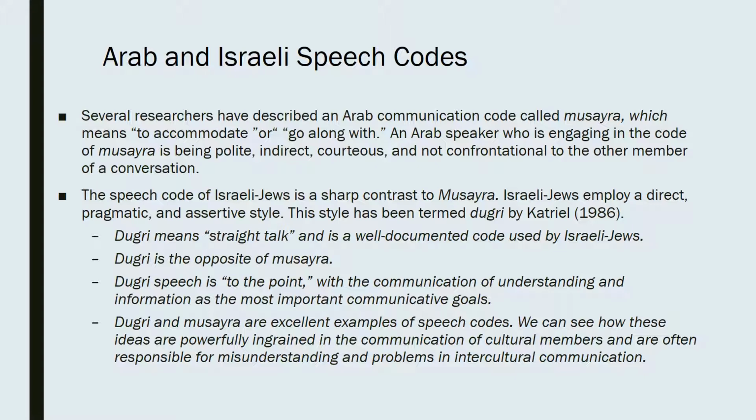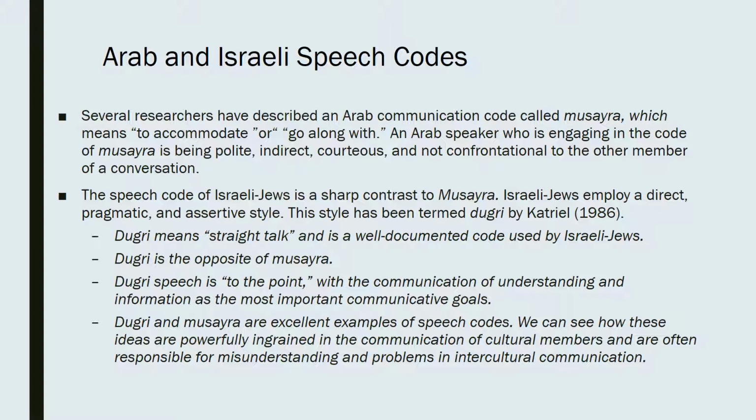The speech code of Israeli Jews is in sharp contrast to Musaira. Israeli Jews employ a direct, pragmatic, and assertive style. This style has been called Dugri by Katriel. Dugri means straight talk, and it is a well-documented code used by Israeli Jews. It is the opposite of Musaira. Dugri speech is to the point, with the communication of understanding and information as the most important communicative goals.